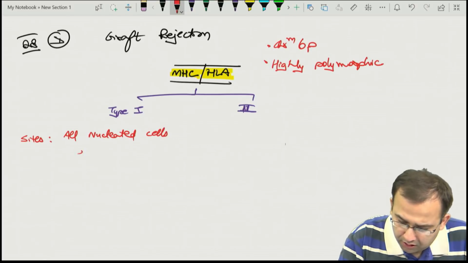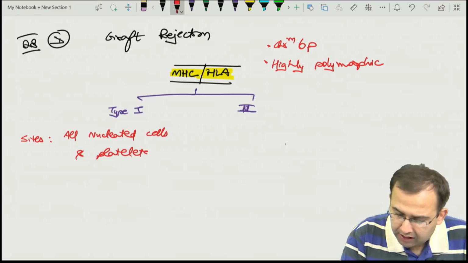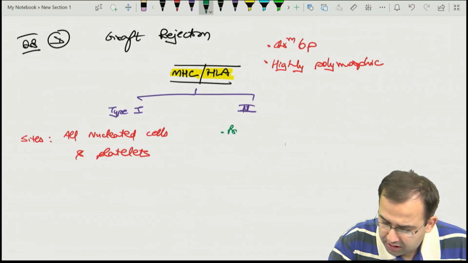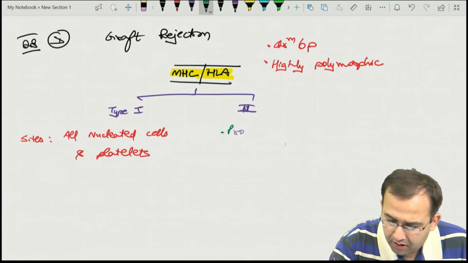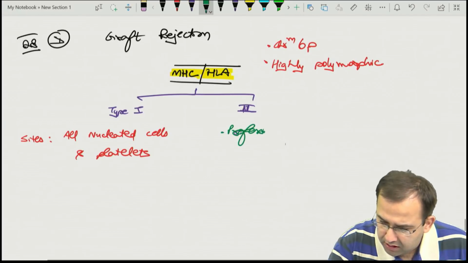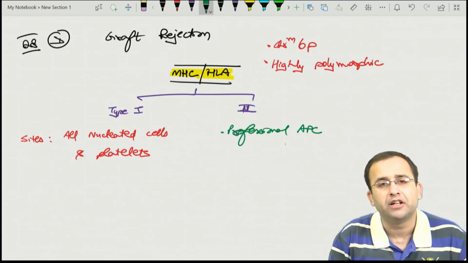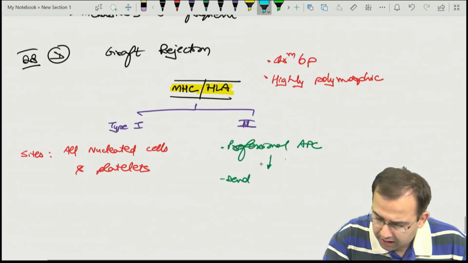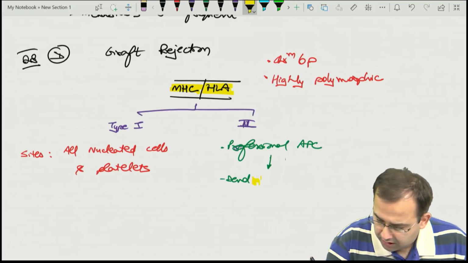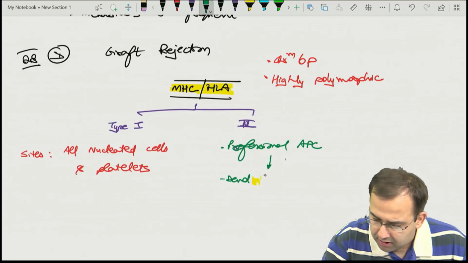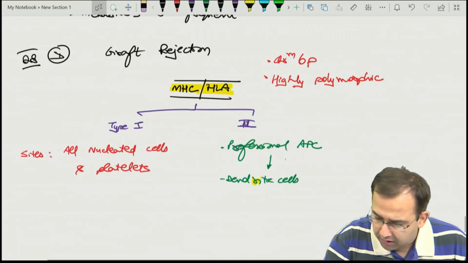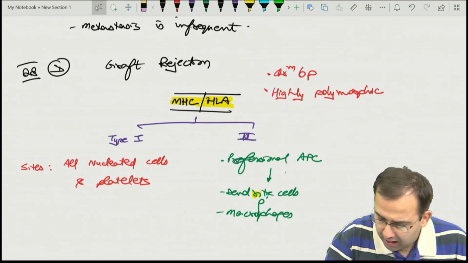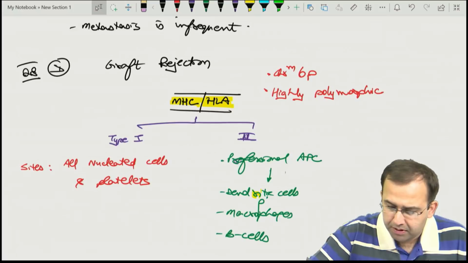MHC1 is present on all nucleated cells and platelets, versus MHC2, which is present on professional antigen presenting cells. Which are the professional antigen presenting cells? They are dendritic cells, macrophages and B cells.